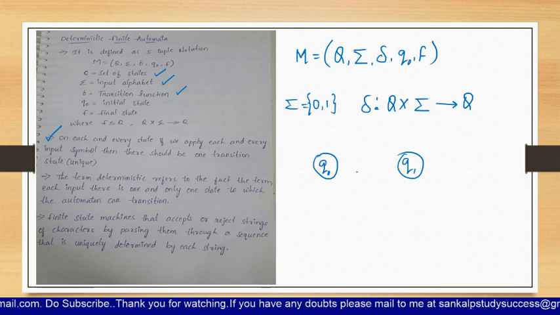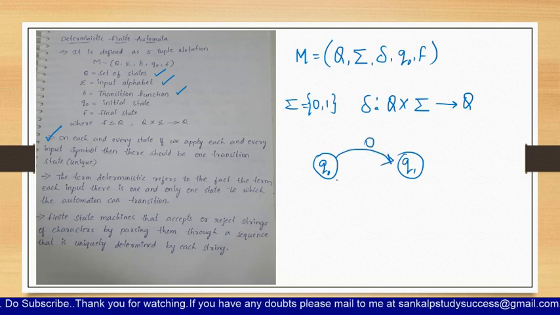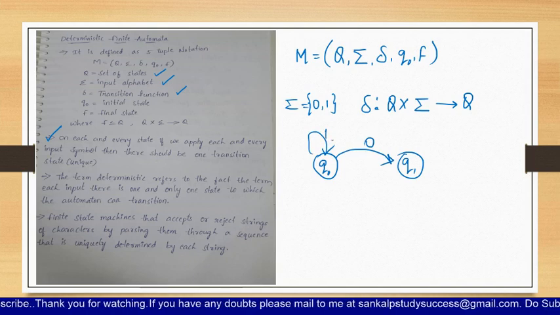So that means you have to apply 0 from q0 and also you have to apply it on q1. It may be that you move from one state to another state, or from that state to that state itself. You have to just apply 0 and 1 in order to get a unique transition. That is called deterministic finite automata.